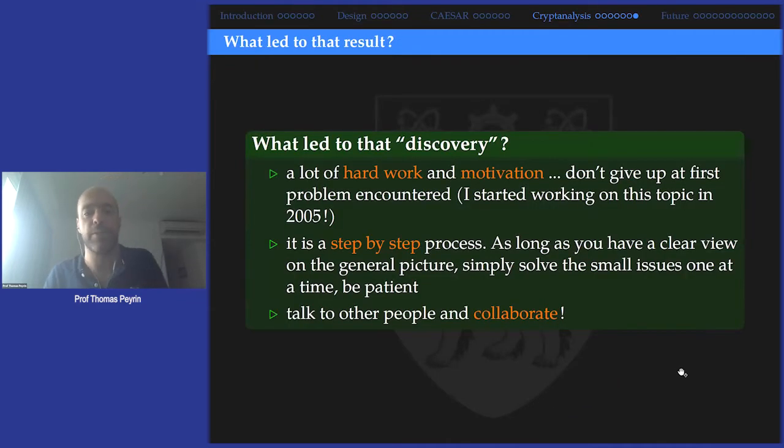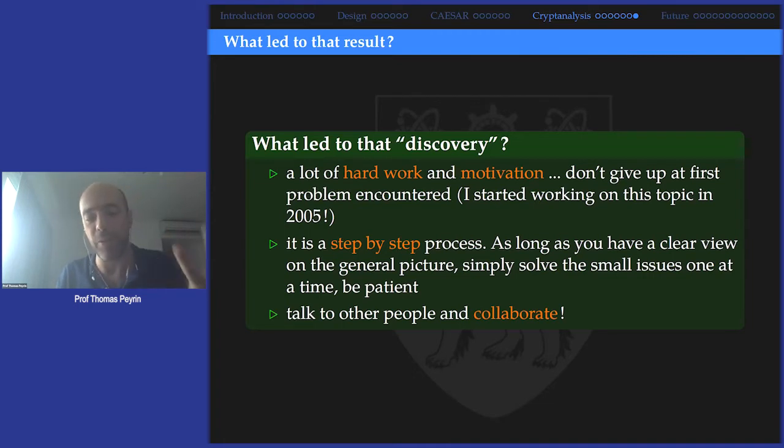So yeah, what led to that discovery here, if we can say that it's a discovery. This one is a bit different because this is really about, I think, hard work and motivation. SHA-1 is a topic I started during my PhD. I started in 2005, so since 2005 I've been working on this topic, and only in 2020 did I get the final results. I had to wait 15 years to be able to see the result.